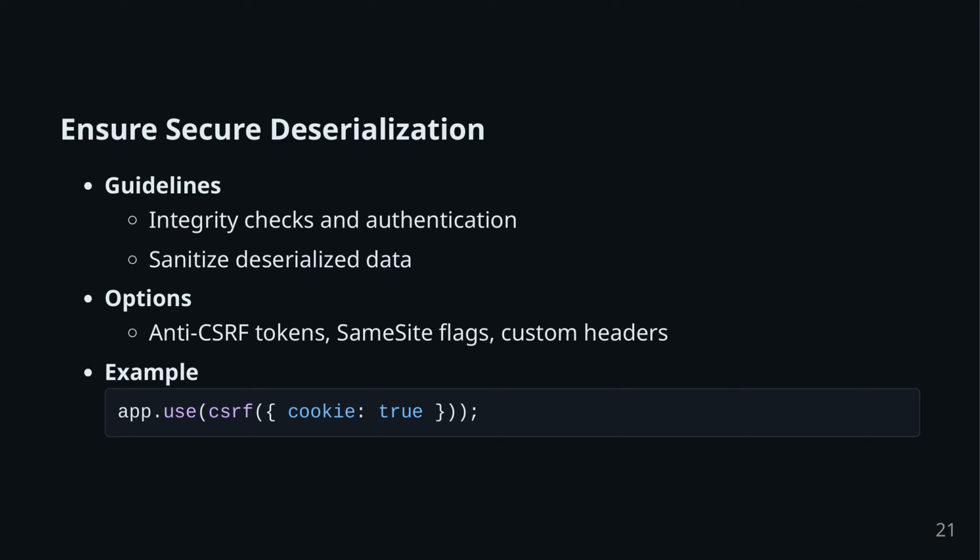There are various options to support secure deserialization, including anti-CSRF tokens and same-site flags for cookies, which help mitigate cross-site request forgery attacks. Custom headers can also be used to provide additional security layers. Here's an example using anti-CSRF protection. JavaScript: app.use(csrf({ cookie: true })). This middleware ensures that any incoming requests contain a valid anti-CSRF token, which helps to confirm the authenticity of the request and thus safeguard your application from CSRF attacks.